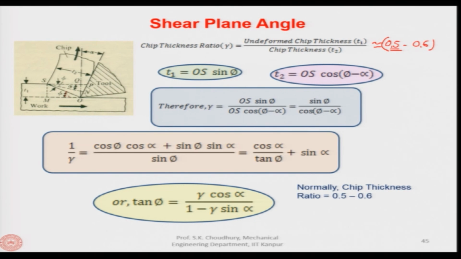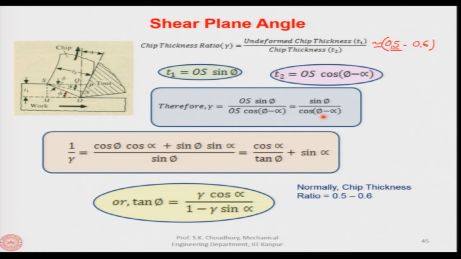Now, T1 from this figure you can find out is OS into sine of this angle, phi. Similarly, from this triangle you can find out that T2 is OS into cos of this angle, and this angle is phi minus alpha. Once again in the triangle OSN, T2, which is this SN, is equal to OS, the shear plane, times the cos of this. Therefore, the chip thickness ratio can be found out as T1, which is OS sin phi, divided by T2, which is OS cos(phi minus alpha).